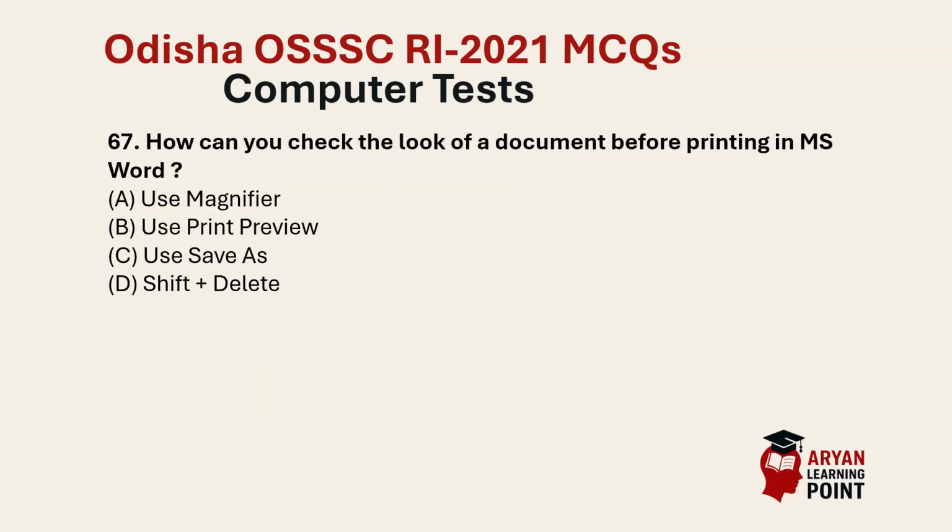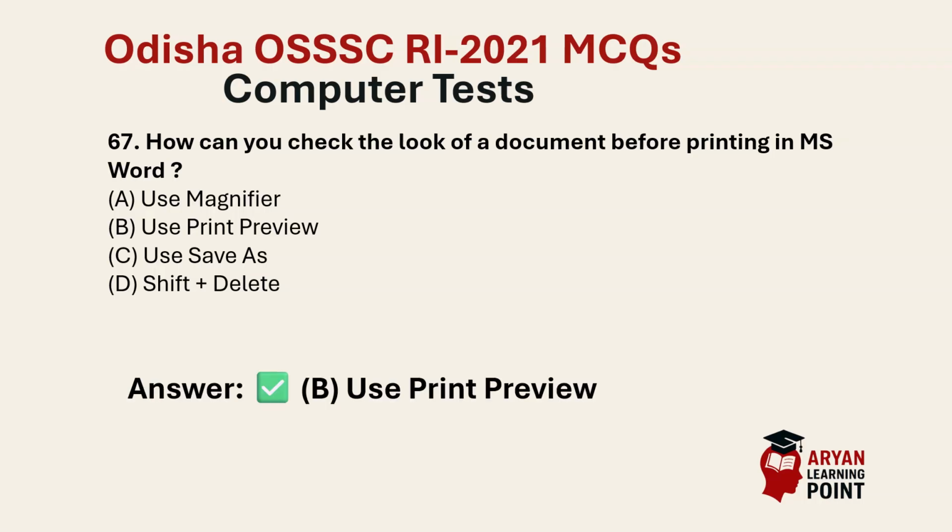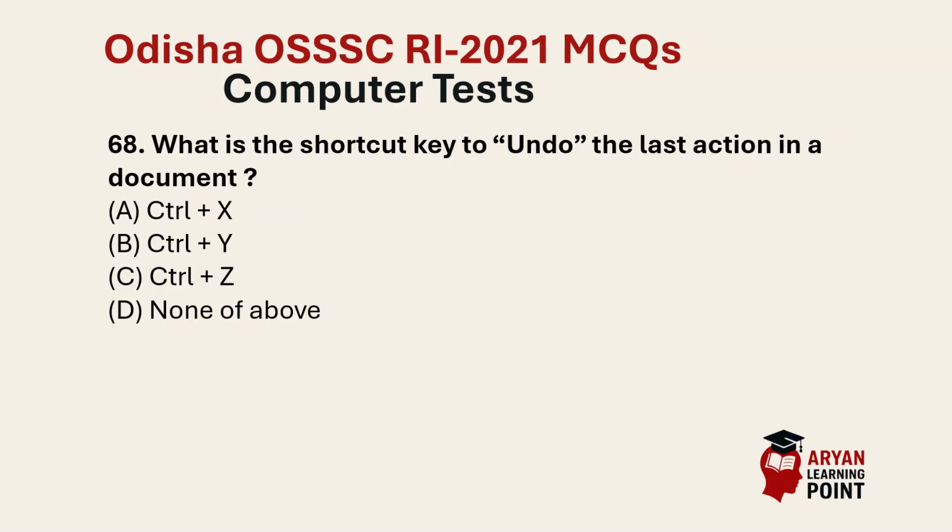67. How can you check the look of a document before printing in MS Word? A. Use magnifier. B. Use print preview. C. Use save as. D. Shift plus delete. Answer B. Use print preview.